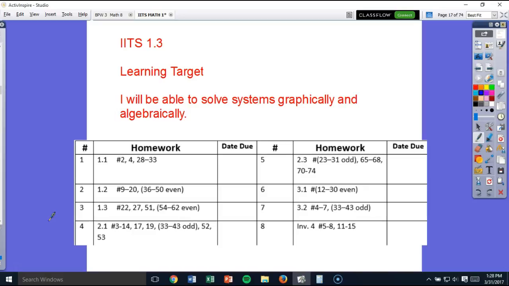Our learning target today is that we'll be able to solve systems graphically and algebraically, and our ACES questions for this problem are 22, 27, 51, and 54 through 62, just the even. Okay?